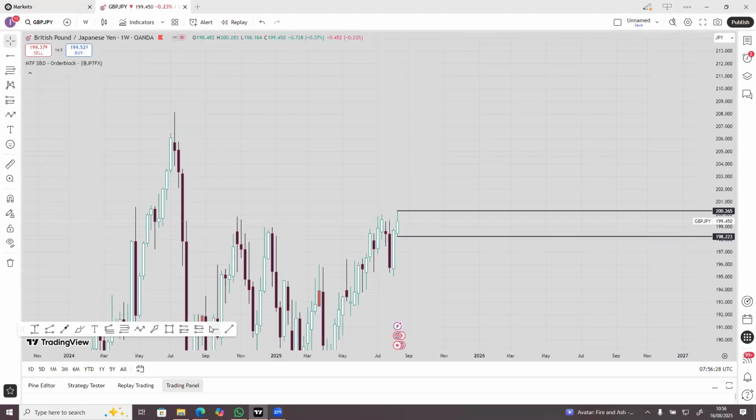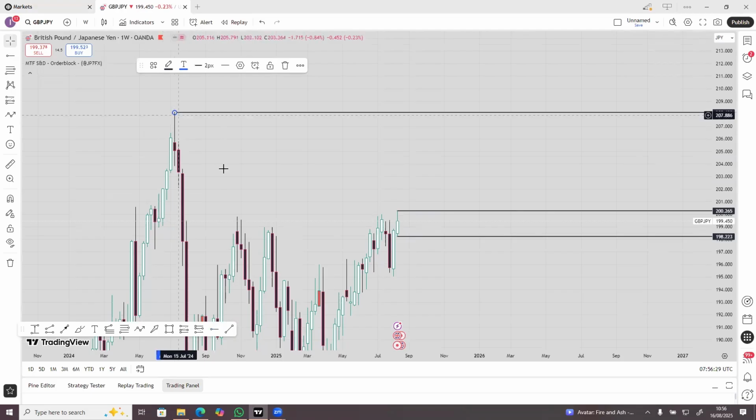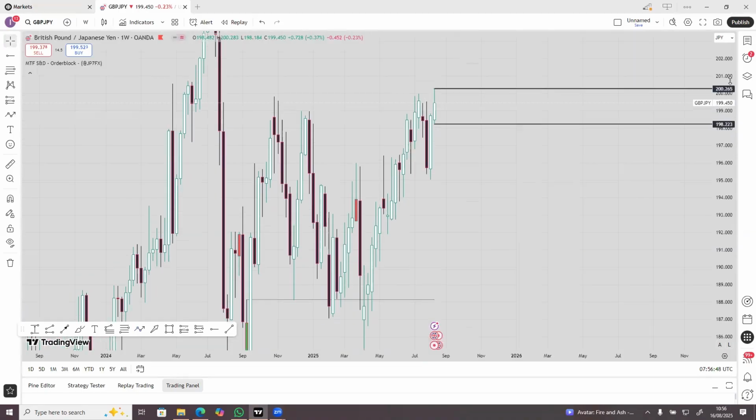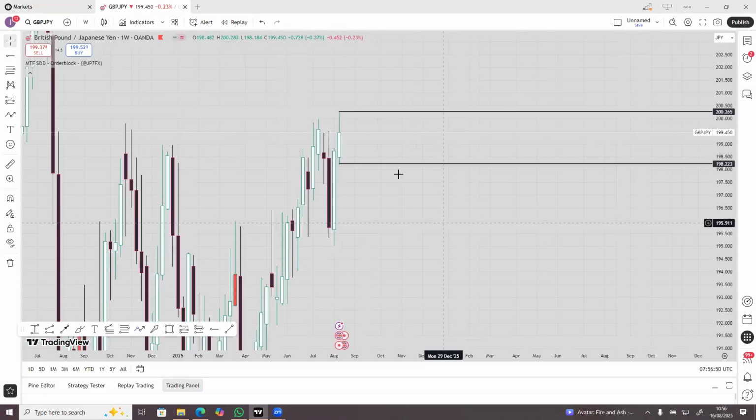So our target on a weekly basis will be that external range liquidity. So we expect this upward trend to continue pushing the price upward to this external range liquidity, long liquidity level. Okay, so that is our range. So let us find exactly the points where we can enter from.